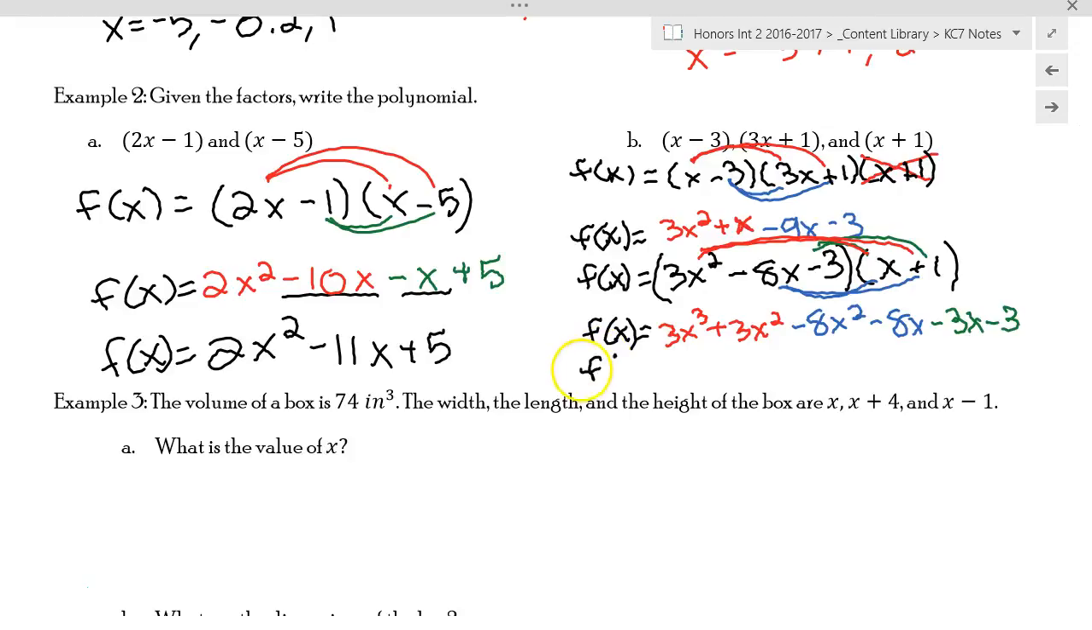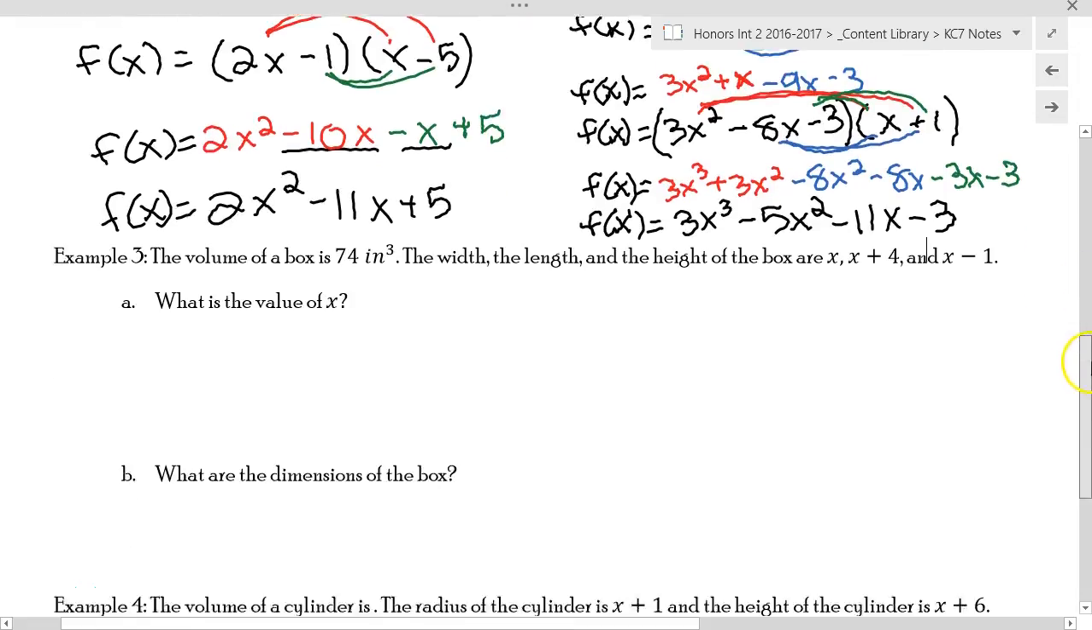Now again, I'm just combining like terms. So f of x equals 3x cubed, 3x squared minus 8x squared is minus 5x squared. Negative 8x minus 3x is negative 11x, minus 3. And there is my function. Okay? So just multiply two at a time. Once you multiply two, bring in your next one. If there's more, you just keep bringing them in.